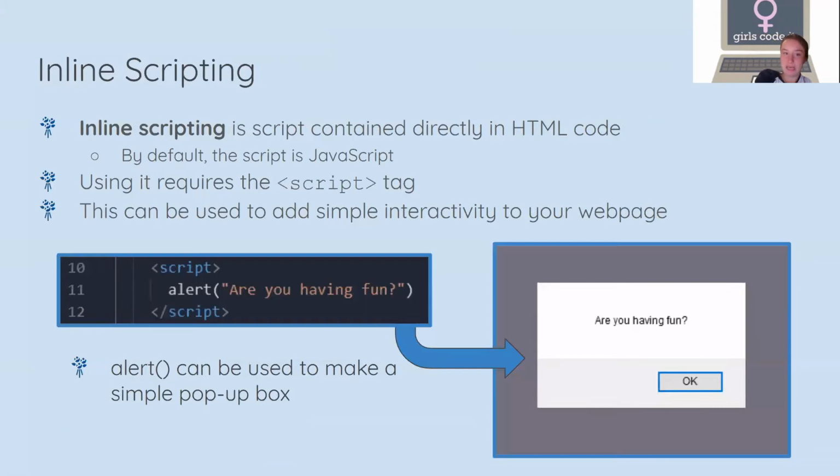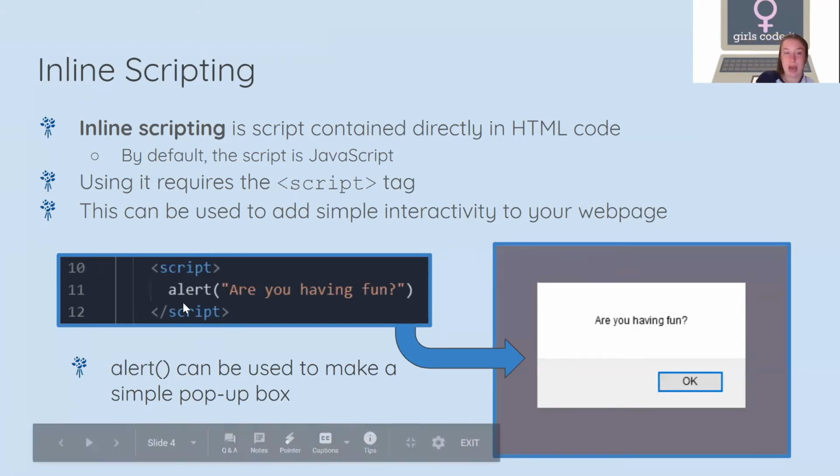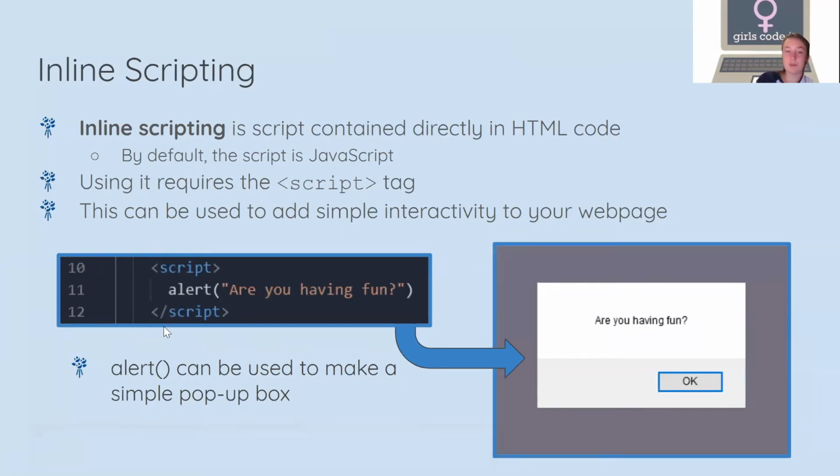So inline scripting. This is a fun little thing. Inline scripting is contained directly in an HTML code. That basically means that our JavaScript functions are in our HTML document. You don't see this a whole lot, but it can be used for little JavaScript things in an HTML website. Using it requires the script tag, which we talked a little bit about earlier. This is to embed JavaScript within an HTML file. It's a little bit tricky, but it's not for your entire JavaScript file. It's for little things.